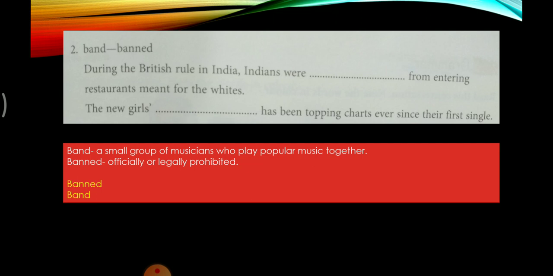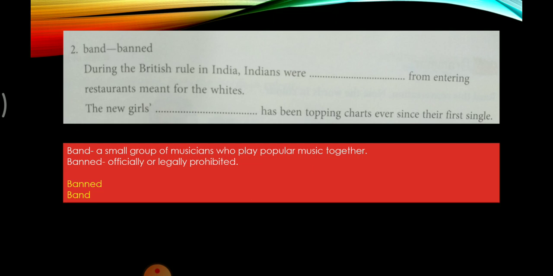Okay, so now let's see the sentences. During the British rule in India, Indians were banned, B-A-N-N-E-D, from entering restaurants meant for the whites. Okay, again I am repeating. During the British rule in India, Indians were banned, B-A-N-N-E-D, from entering the restaurants meant for the whites. Next, the New Girls Band, B-A-N-D, has been topping charts ever since their first single.